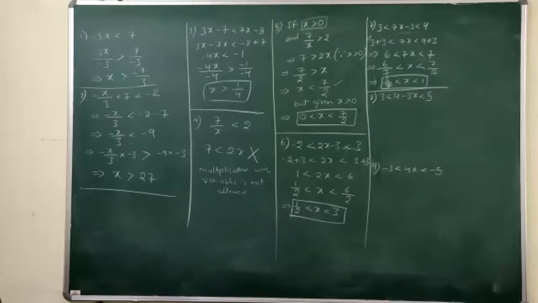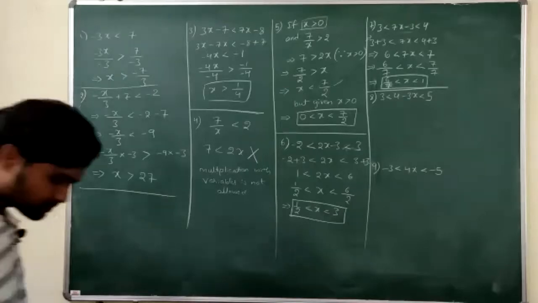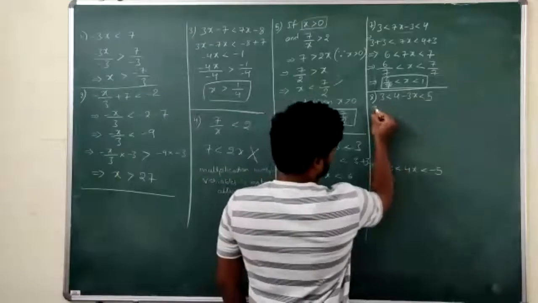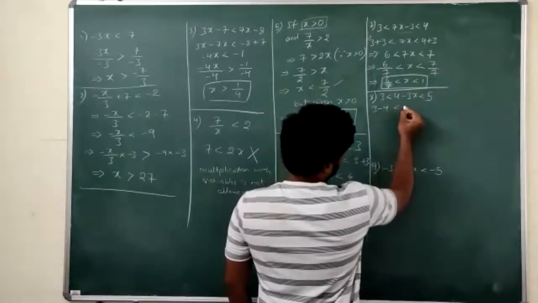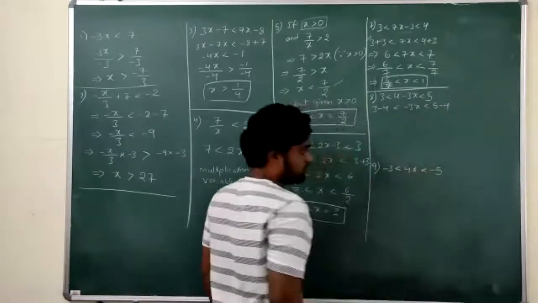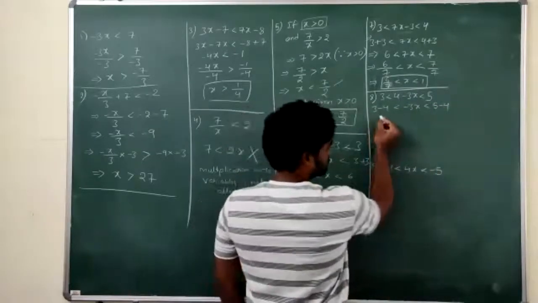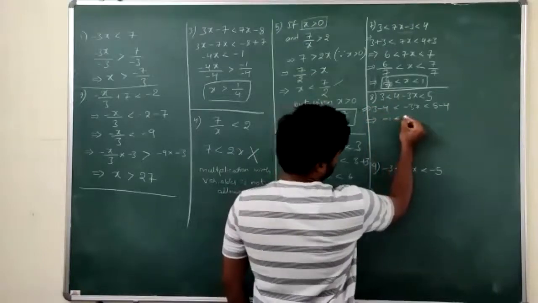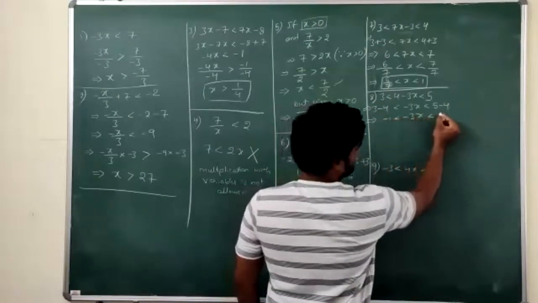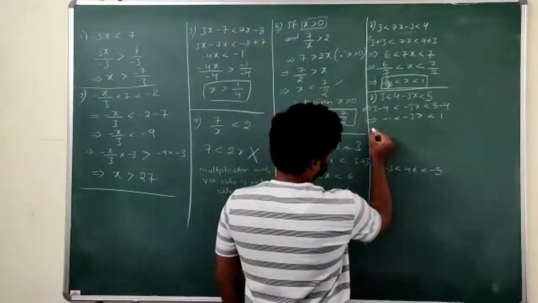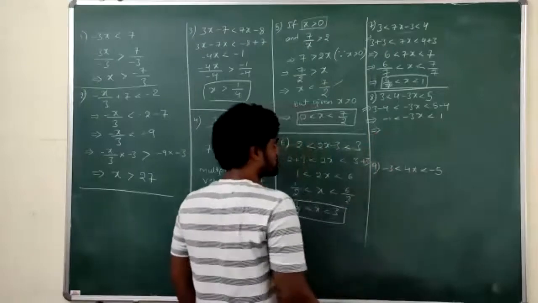Amita, you also made the same mistake. See, check the eighth one. 3 minus 4 less than minus 3x less than 5 minus 4. Okay. So use direct steps also. Minus 1 less than minus 3x less than 1. Now see what I am doing here.